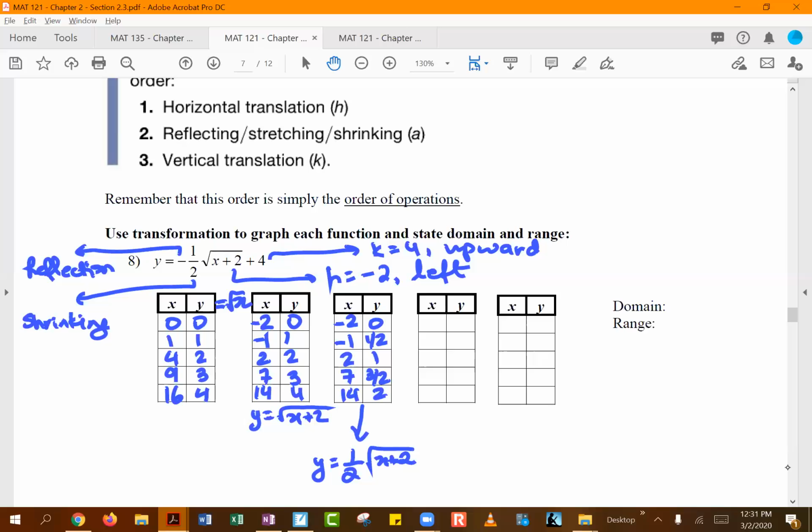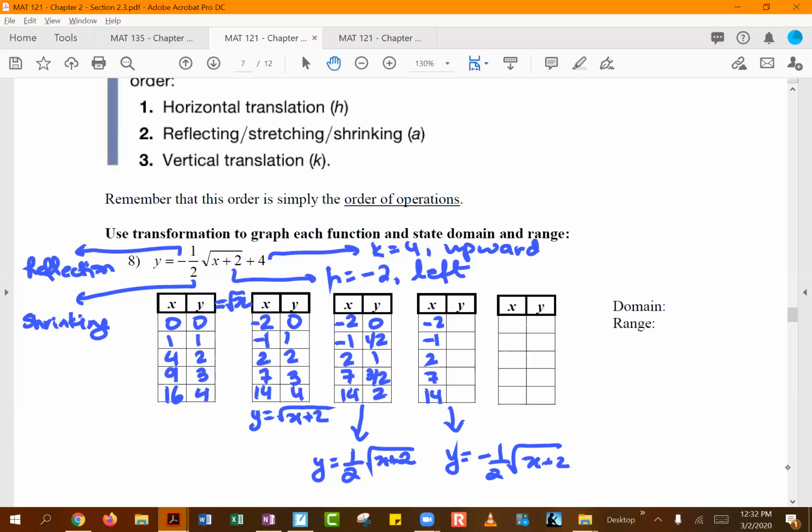This next table here is going to be our reflection. So this is where you are basically just bringing a negative sign in front of the 1/2 square root of x plus 2. Again, all your x values will stay the same. They have not changed since table 2.